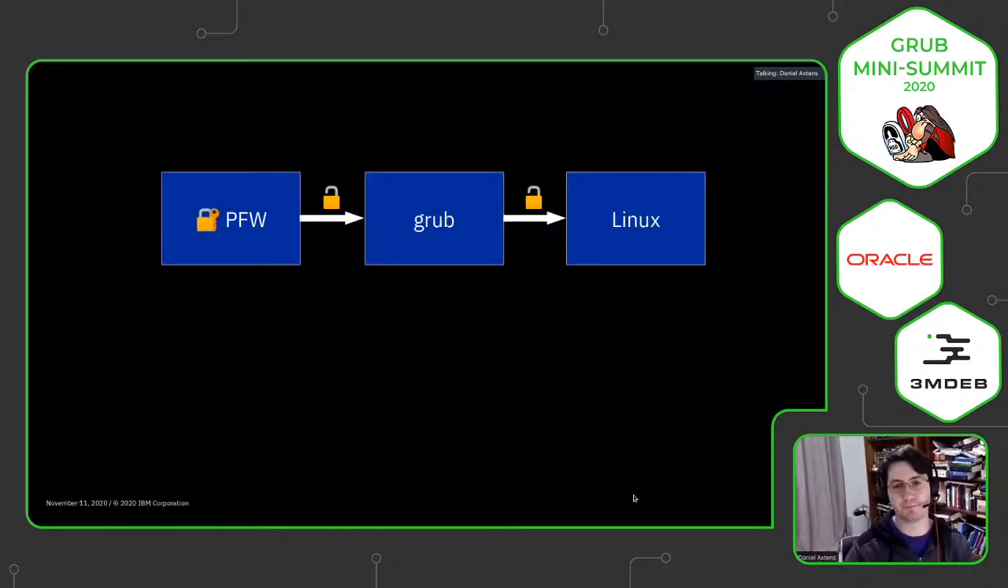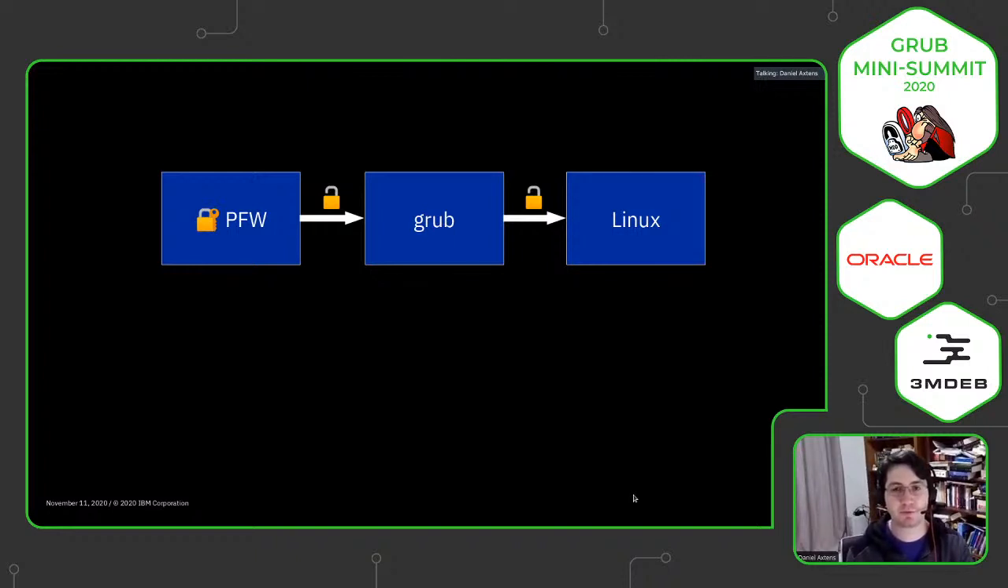So all of that background is to set us up to get to here. So how would we construct a secure boot system? We implicitly trust firmware. So I've got PFW, which is partition firmware, which is the PowerVM firmware here. We implicitly trust that because of host secure boot. PFW loads grub, and that's not verified. Grub loads Linux, and that's also not verified. So for a secure boot chain, we want to close both of those locks and we want to verify both of those steps.